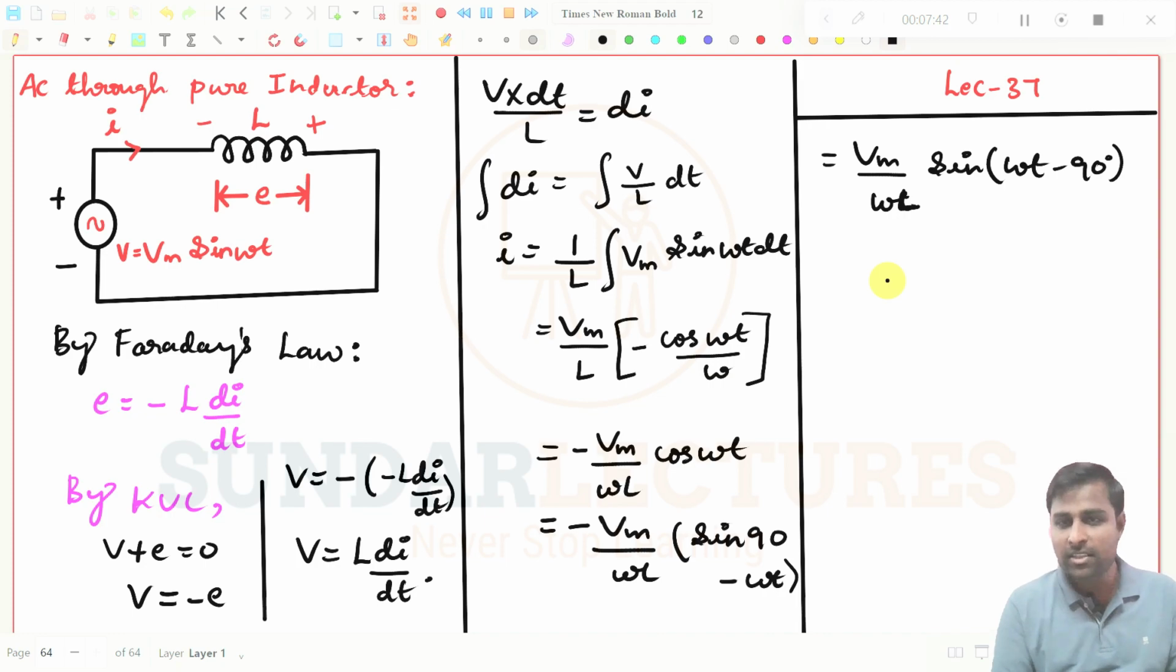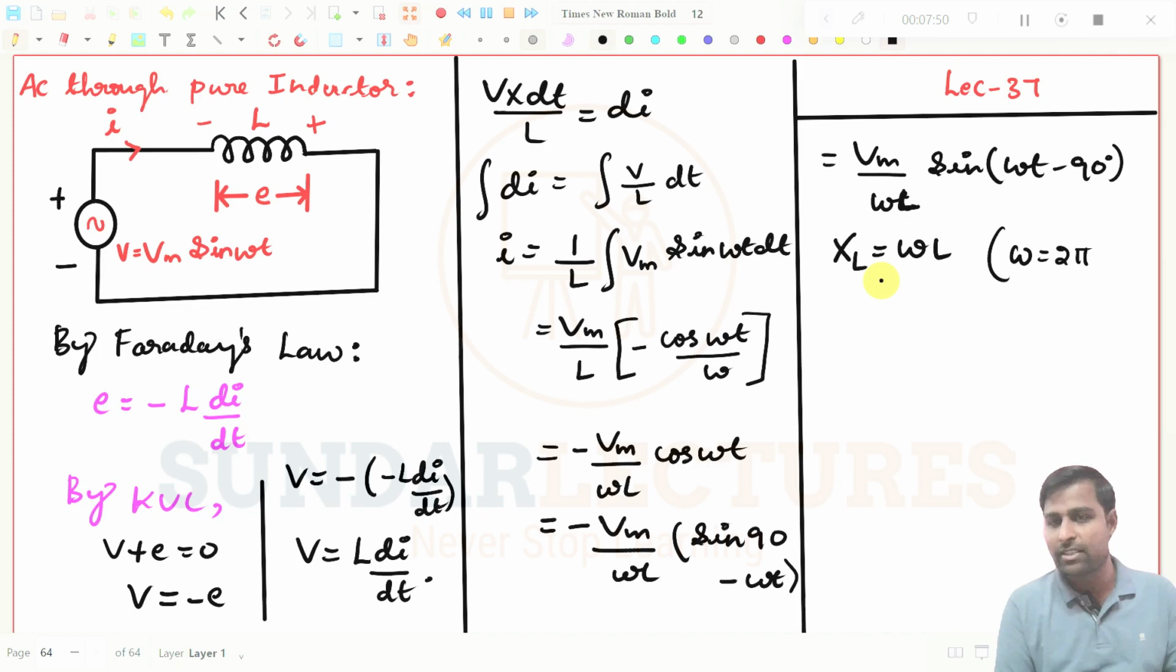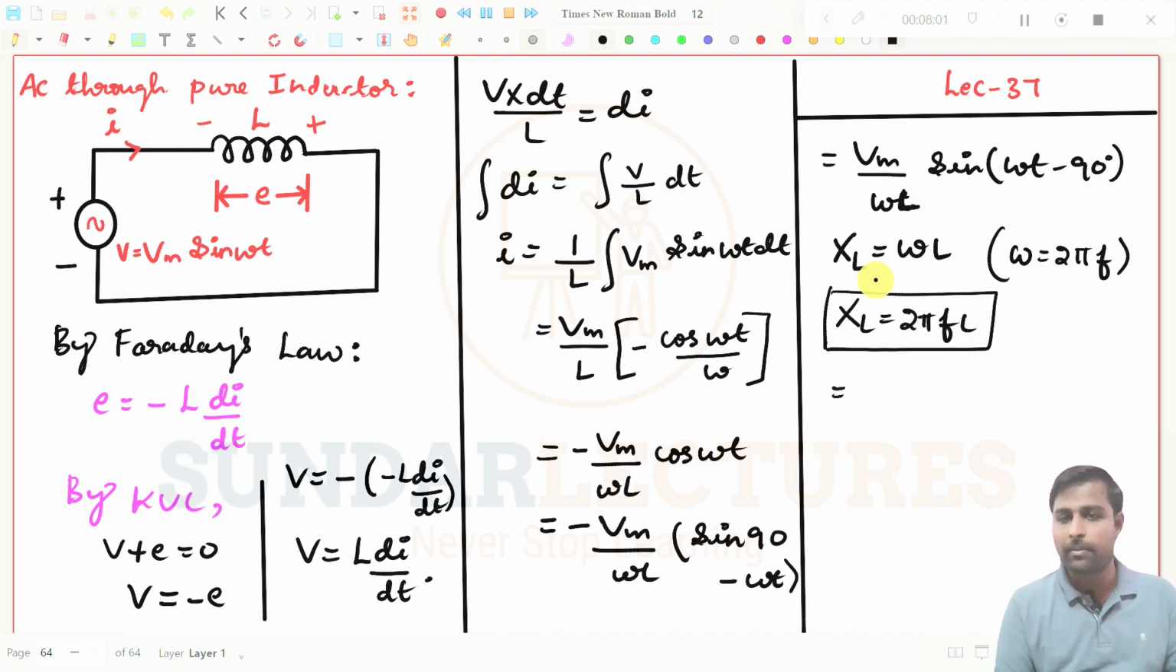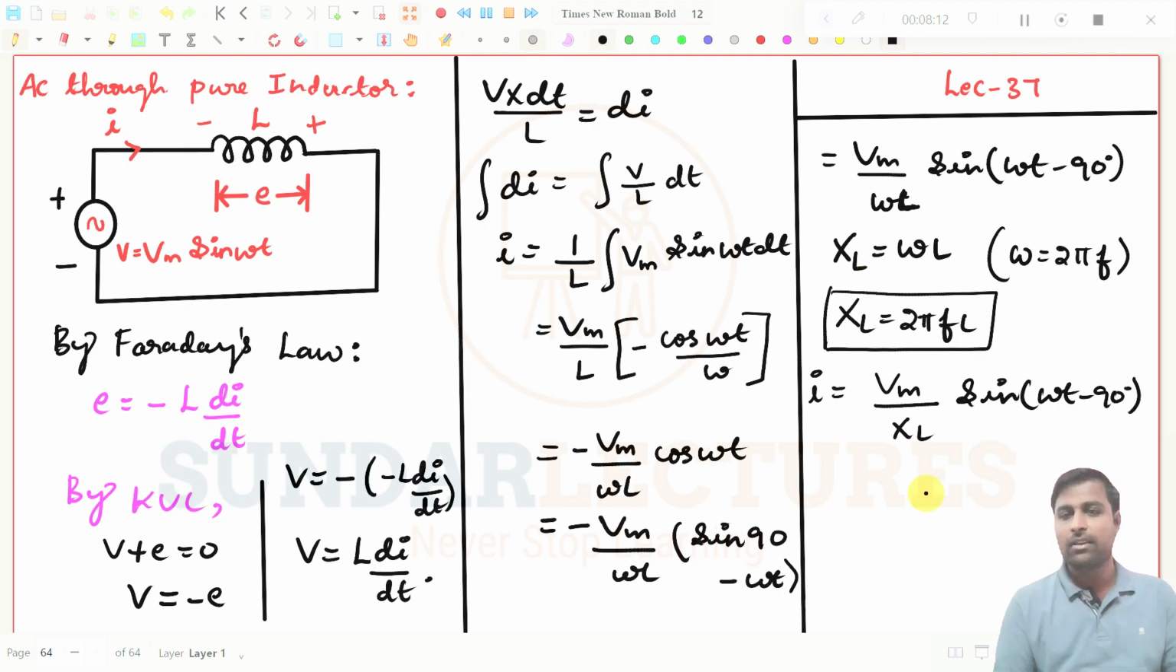Now I can simplify this further. I am taking this as XL. XL is equal to omega L, and we know that omega is equal to 2 pi f, which is nothing but angular frequency. We have already seen this, right? So XL is equal to 2 pi f L. So taking this commonly, the I expression is Vm divided by XL sine of omega t minus 90 degree.